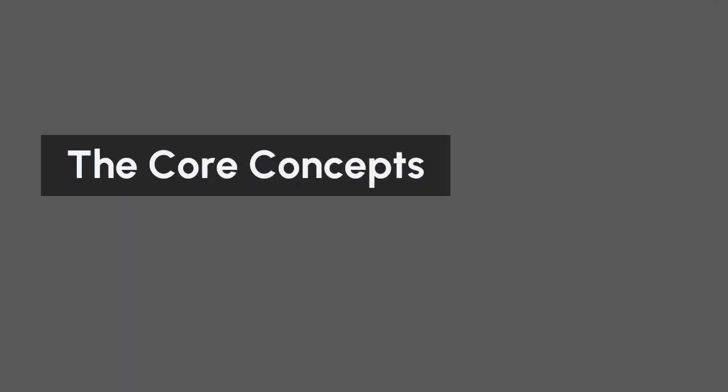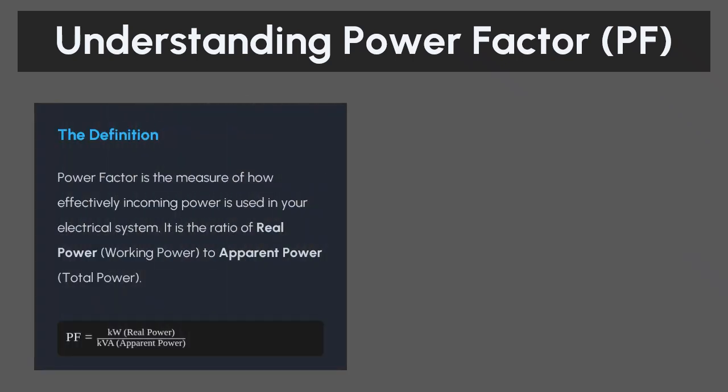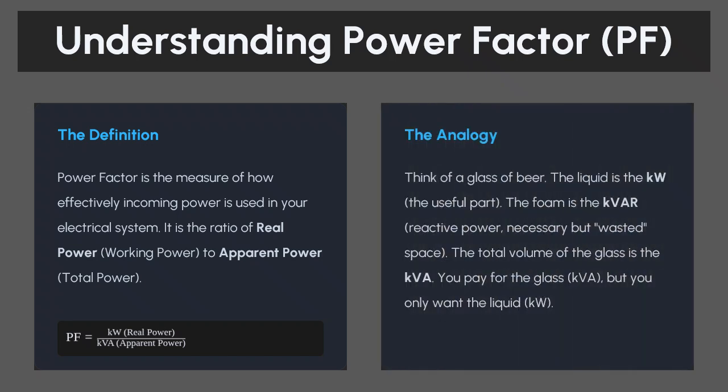The core concepts. To understand the penalties, we must first establish the core concepts that define power quality. Understanding power factor, PF. At its simplest, power factor, or PF, is a measure of electrical system efficiency. Technically, it is the ratio of real power, the power that actually performs work, measured in kilowatts, kW, to the total apparent power drawn from the utility, measured in kilovolt-amperes, kVA. The closer this ratio is to 1.0, the more efficient your system is.